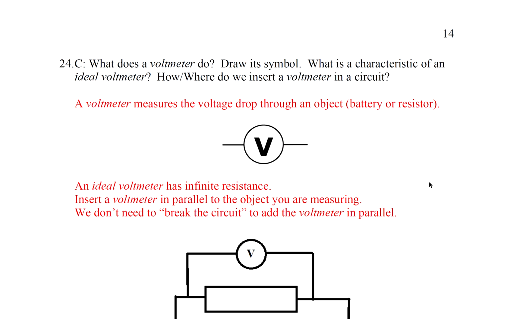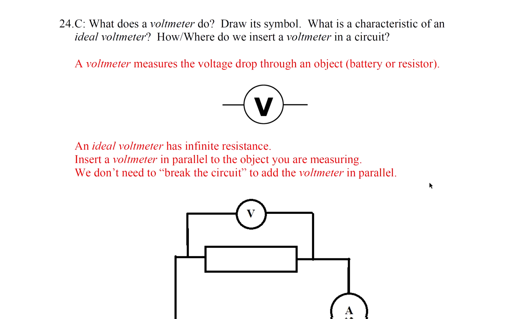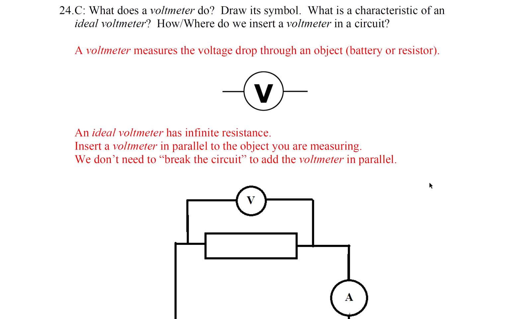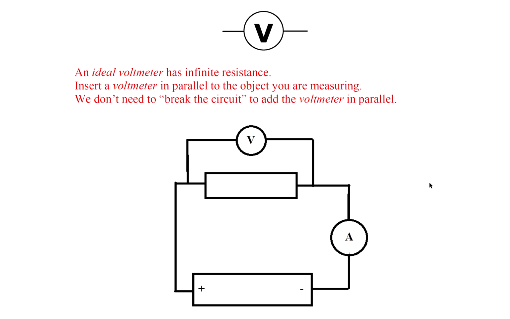Question 24. What does a voltmeter do? Okay, so a voltmeter measures the voltage drop through an object, like a battery or resistor. Its symbol is a V with a circle around it. An ideal voltmeter has infinite resistance. Now we're going to insert a voltmeter in parallel to the object you're measuring.